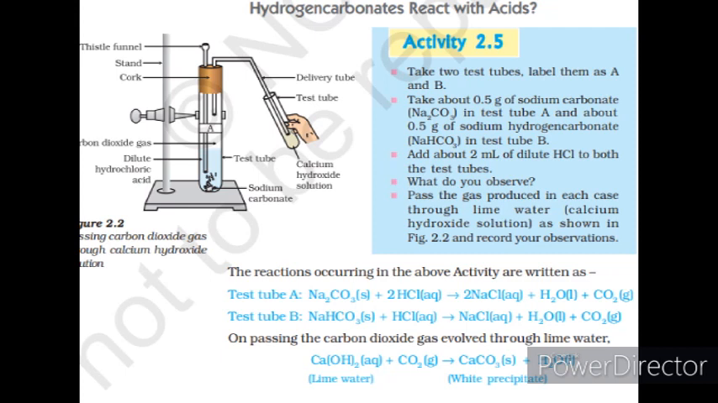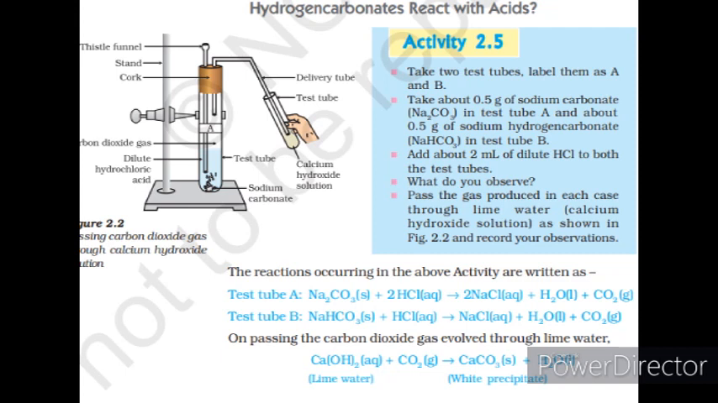Now fix a cork fitted with a thistle funnel and a delivery tube into the mouth of the test tube, and then add dilute hydrochloric acid through the thistle funnel. Now allow the gas evolved to pass through lime water taken in test tube 2. You will observe that the lime water present in test tube 2 turns milky, which shows that the gas evolved is carbon dioxide.